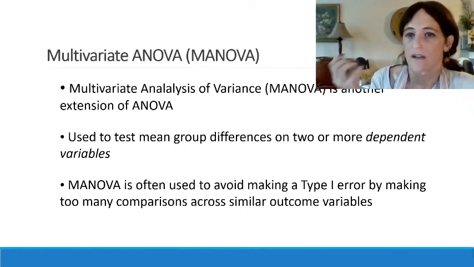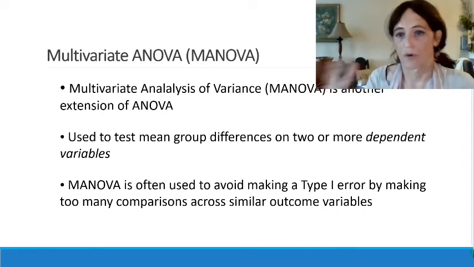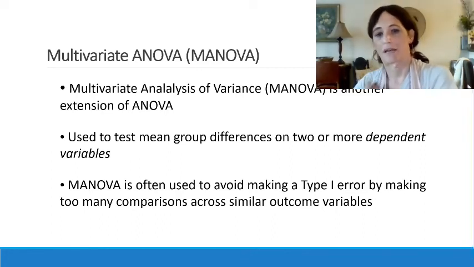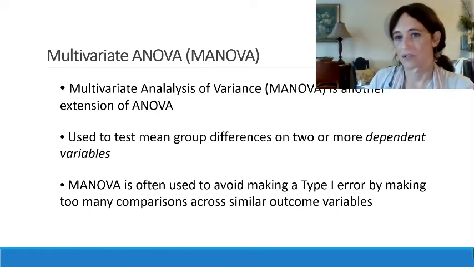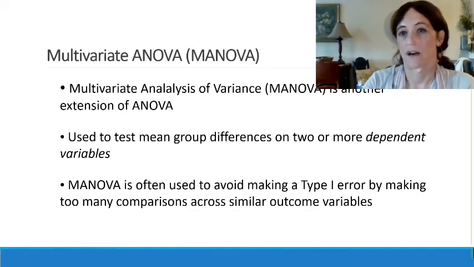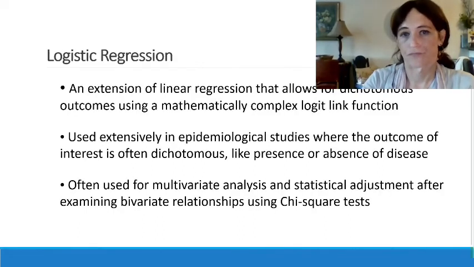Okay. It's often used to avoid making a type 1 error by making too many comparisons on similar outcome variables. This happens a lot in the social sciences or in psychology or psychiatry, where we tend to have competing scales to measure different phenomena. This happens less often in clinical settings. So you won't see MANOVA used that often. But again, MANOVA is for multiple outcome variables.